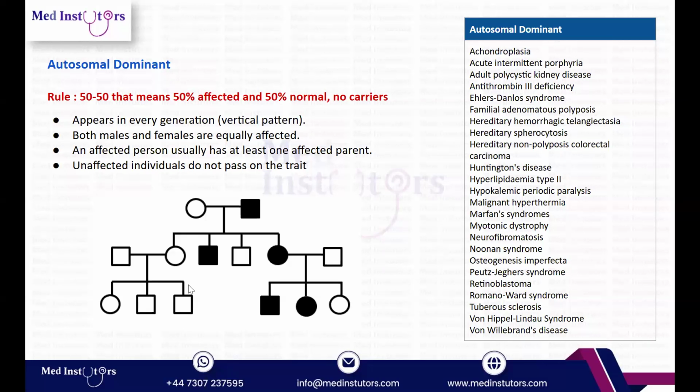Here you can see in this pedigree that only one affected gene was enough to cause the illness. Let's take an example again of Ehlers-Danlos syndrome. So it has successfully passed on to the next generation, and half are normal and half are affected. And it also appears in the next generation. So there is no skipped generation in this condition.